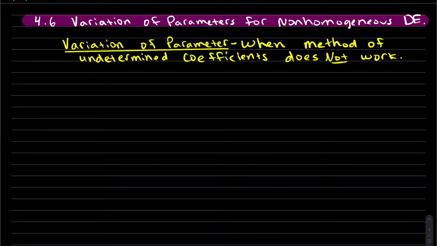Okay, so this is 4.6. This is variation of parameters to solve a non-homogeneous differential equation. So we use the variation of parameters when the method of undetermined coefficients cannot work.